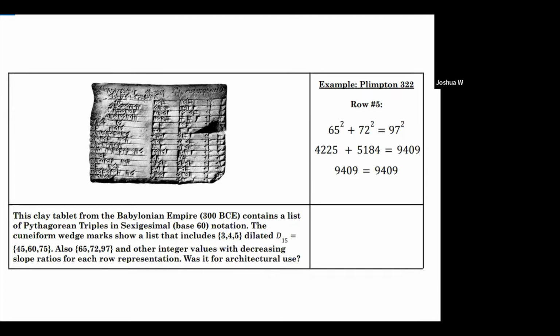Was it for architectural use? Well, this list, which was a clay tablet possibly for a worker or student or architectural apprentice, had a list of different shaped triangles. Remember, we're talking about the ratios of the sides, but all of the measurements in these constructions would include the diagonal side also being a natural number.